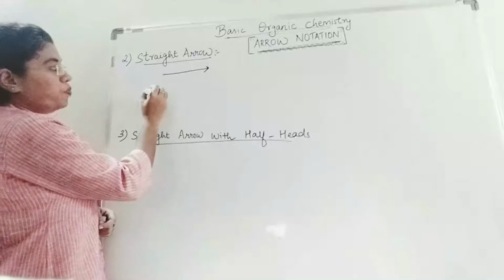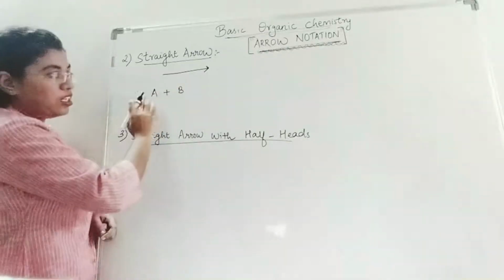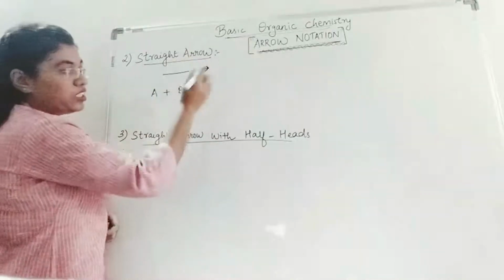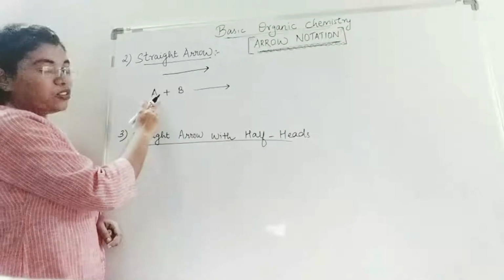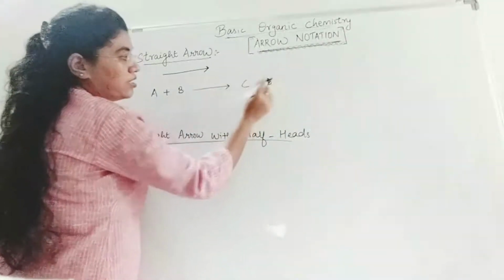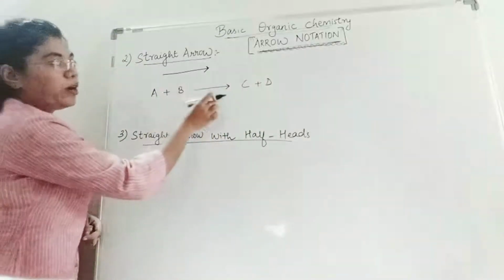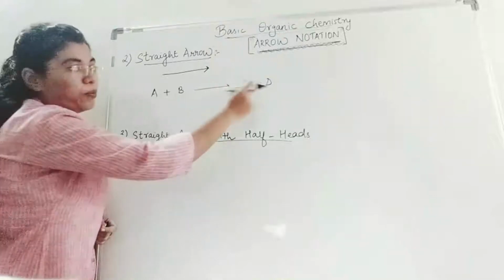Suppose I have A plus B. Suppose these are the reactants. Now these reactants have been converted, so you will put the straight arrow. This is the straight arrow. So these reactants have been converted into products. So C plus D is the product. So here this arrow mark says that the reactants are converted into product.